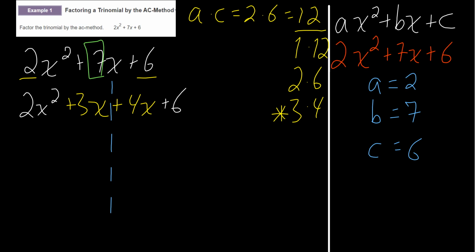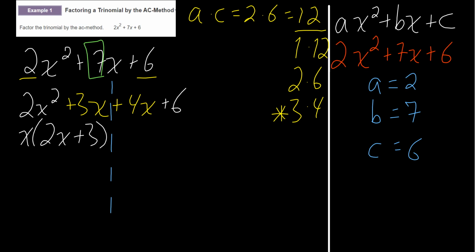Whenever you do the AC method, you never have to rearrange your equation. You can just go right down the middle and factor the left side and the right side. So on my left side here, if I factor out an x, what remains? I've got a 2x plus 3.